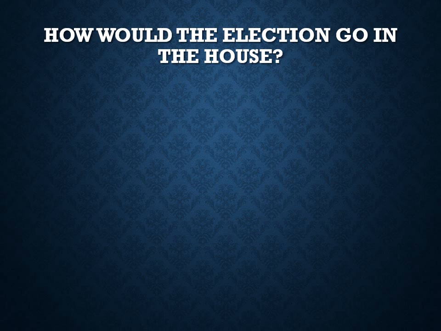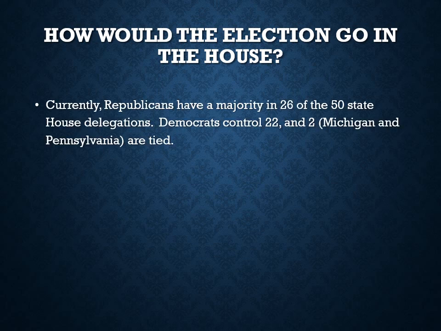Now, if that election were to be decided by the House, how would it go? Well, there are no ground rules laid out for this in the Constitution. Republicans now have a majority in 26 of the 50 state House delegations. Democrats have a majority in 22, and 2 of them, Michigan and Pennsylvania, are tied. How those 2 states would resolve the tie is anybody's guess. But if the election were held now, the Republicans would have the power to choose the president in the House.